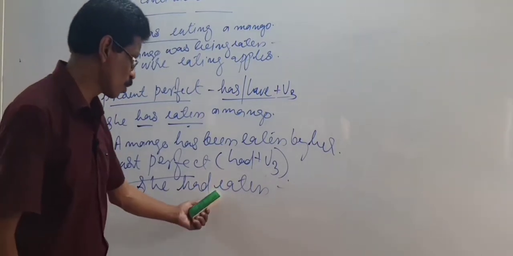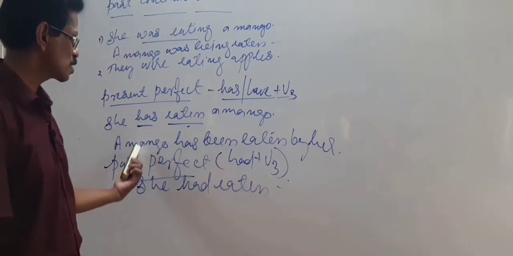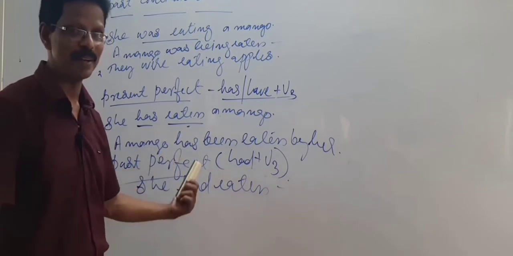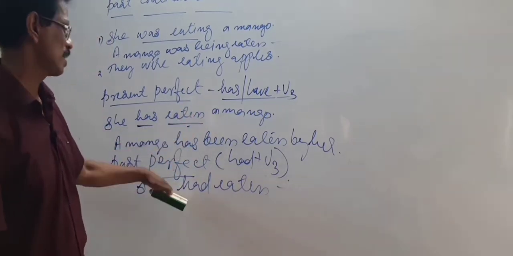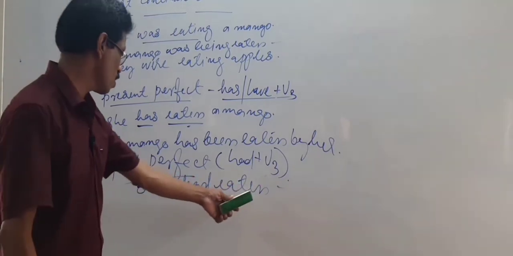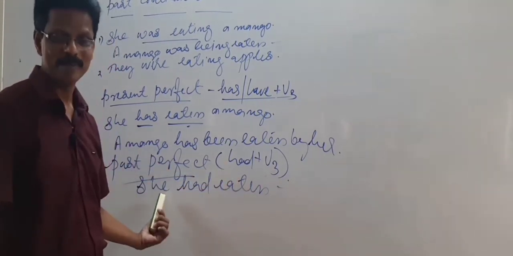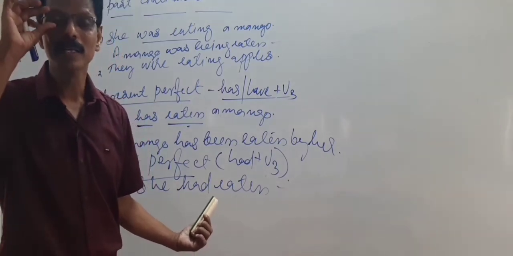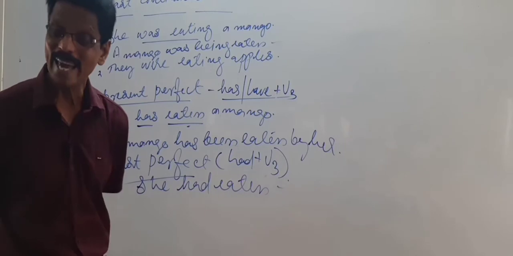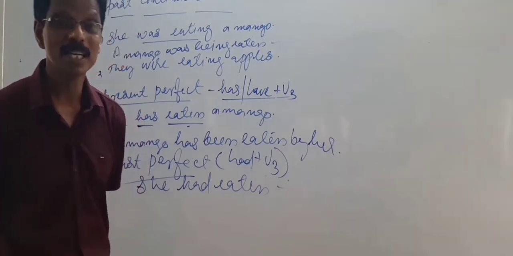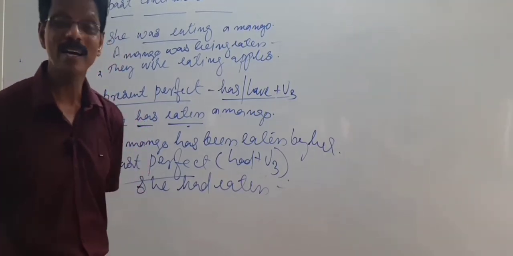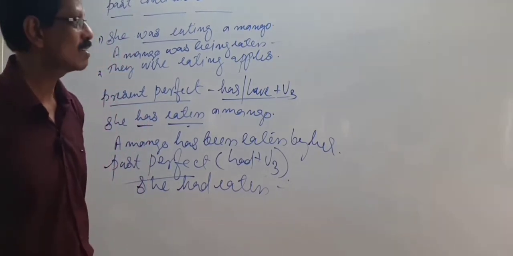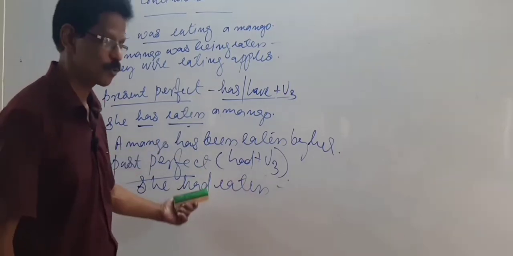Passive, a mango had been. Here it comes has been or have been. In past it will be had been. So present into past. Past perfect, a mango had been eaten by her. They had eaten apples. Apples had been eaten by them. I had driven a car. A car had been driven by me. She had sung a song. A song had been sung by her. That is past perfect tense.